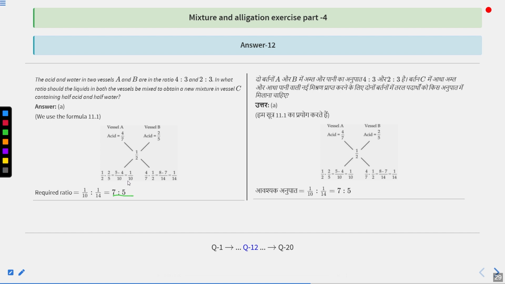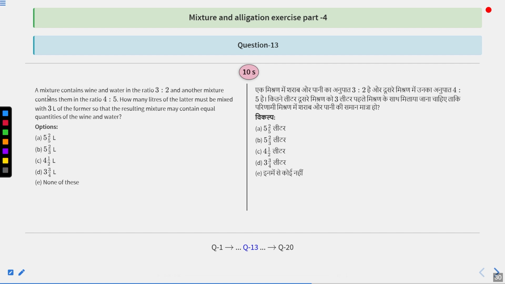Clear? Next one. A mixture contains wine and water in the ratio 3:2, and another mixture contains them in the ratio 4:5. How many liters of the latter must be mixed with 3 liters of the former so that the resulting mixture may contain equal quantities of wine and water? You have 5 options and 10 seconds to analyze the question. Your time starts now.